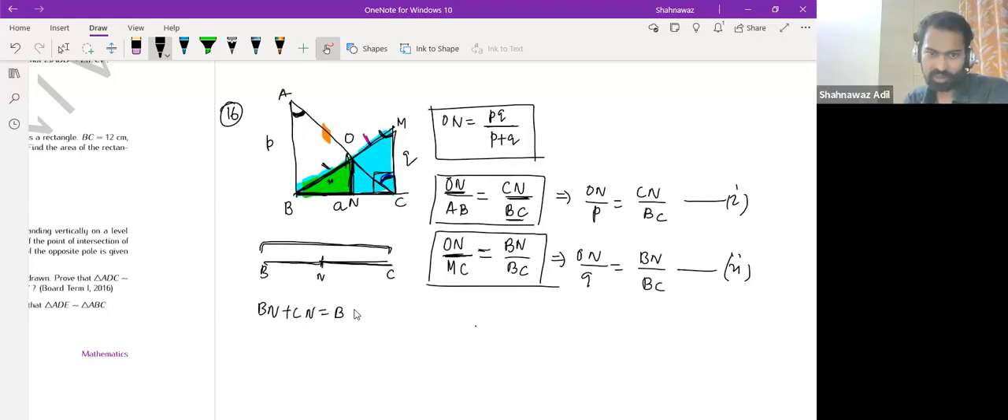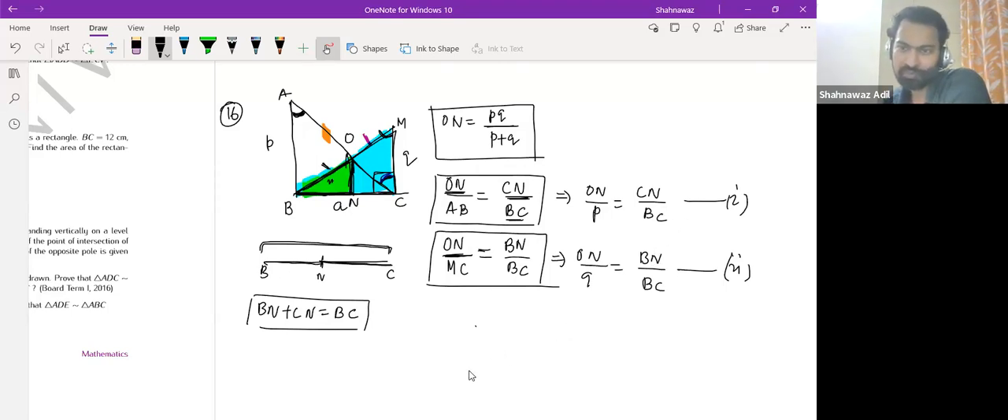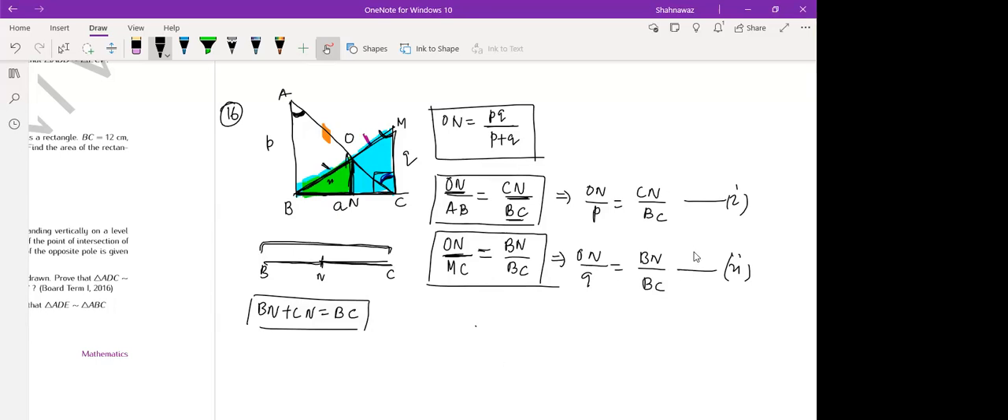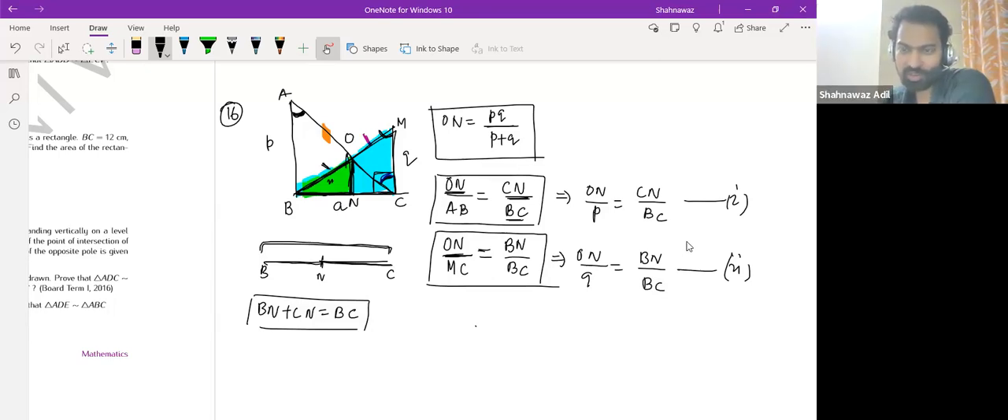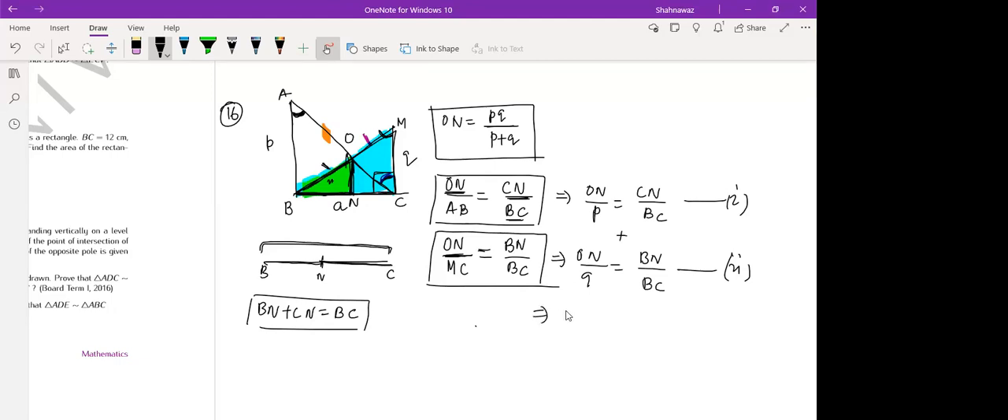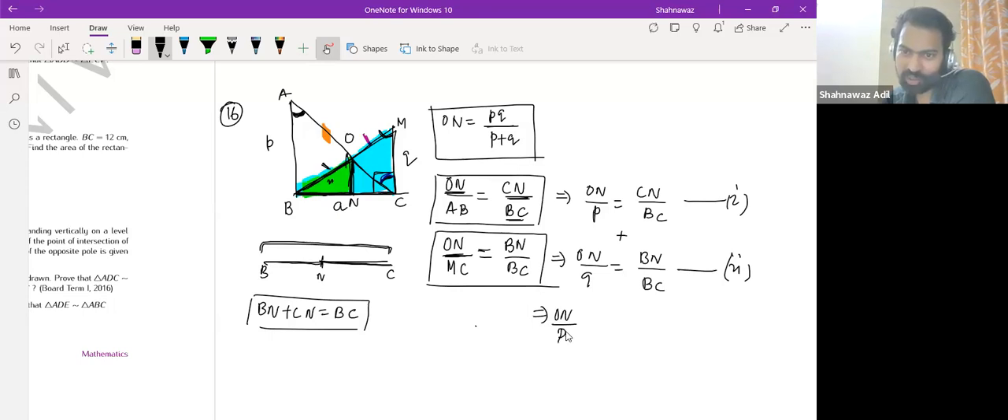Yes, absolutely right. So what can we do to have BN plus CN in these two equations? We can just say CN is equal to BC minus BN. No, we should not overthink, right? We can just add these two equations. Is this making any sense? To get BN plus CN, I just add these two equations. Is that all right? Yes, sir. So it will be BC over BC. Absolutely right.